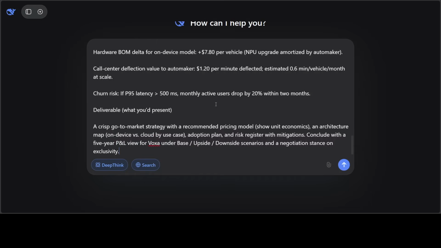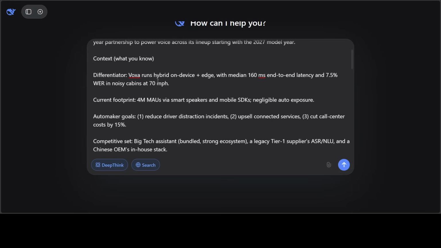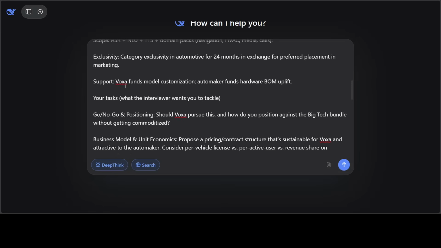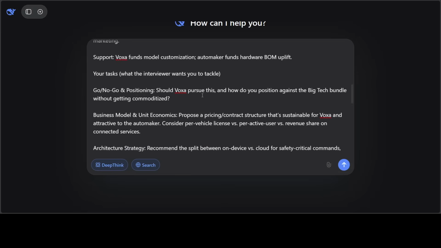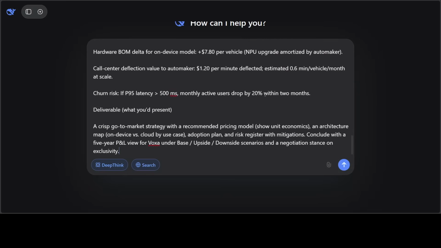Next up, let's ask it a real world strategy question. Again, it's a hard one. I'm asking it, you are the VP strategy at Voxa, some made up company, a venture backed voice AI company known for low latency, on-device speech models. A top 5 automaker invites you to propose a 5-year partnership to power voice across its lineup starting with 2027 model year. The differentiator is that Voxa runs hybrid on-device footprint. You see, there is a lot of technical stuff around exclusivity. And the task is a go/no-go in positioning, business model, go to market, risk mitigation, data pack, whatever you could think of. Let's run this to see how it goes.